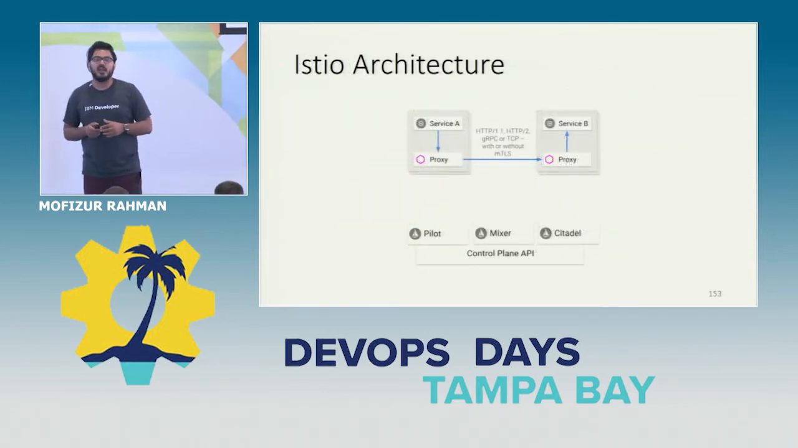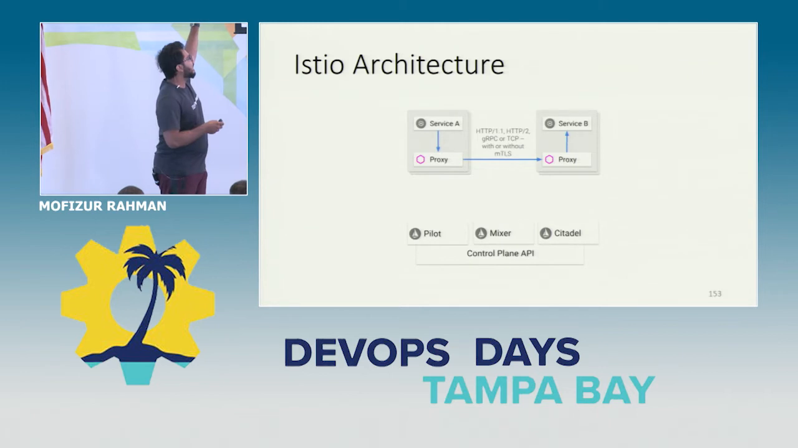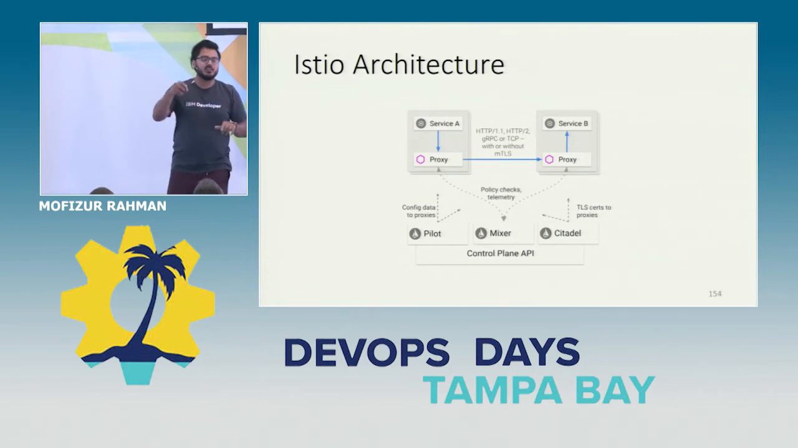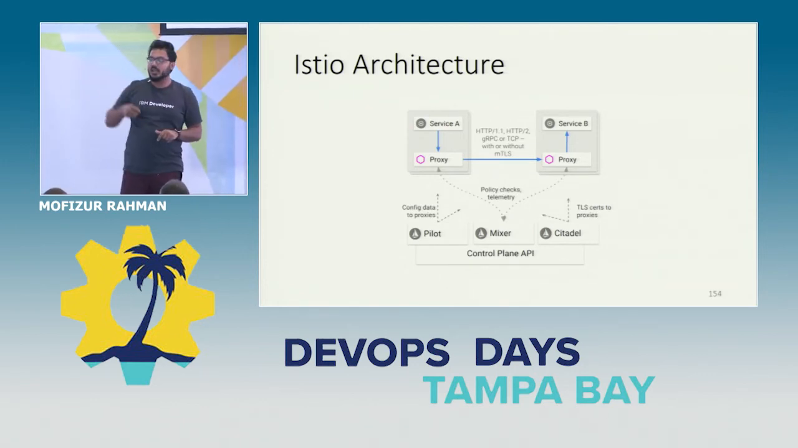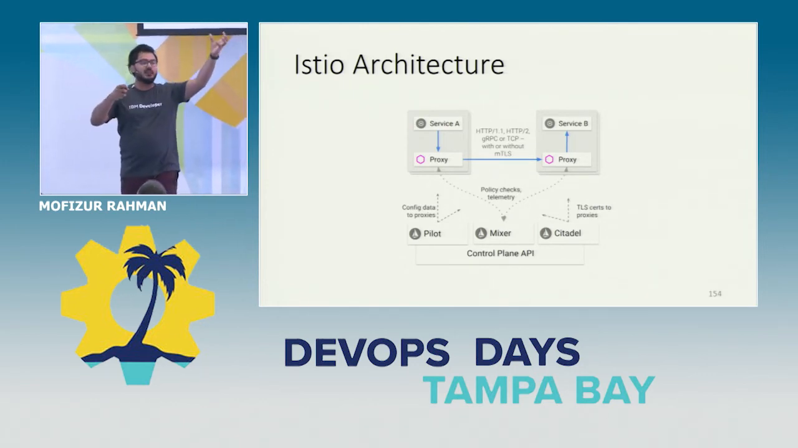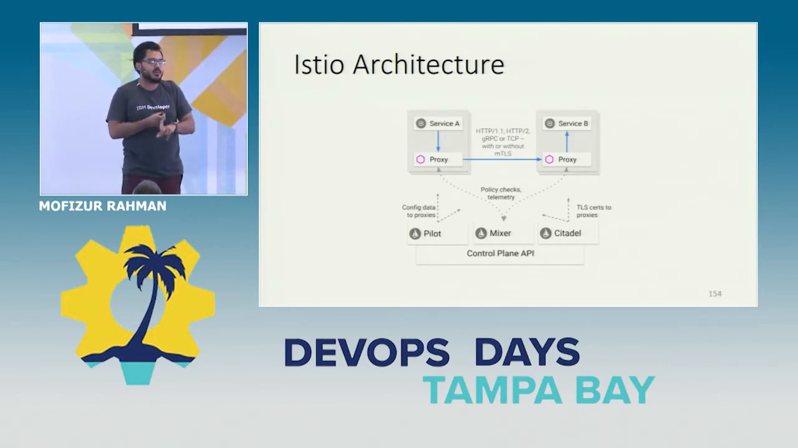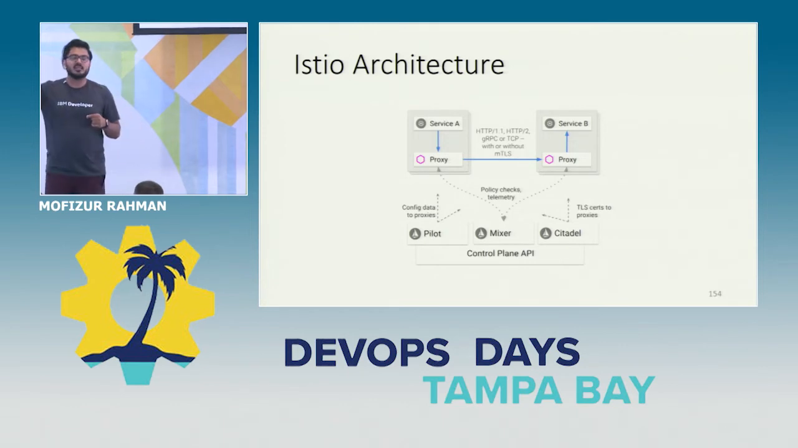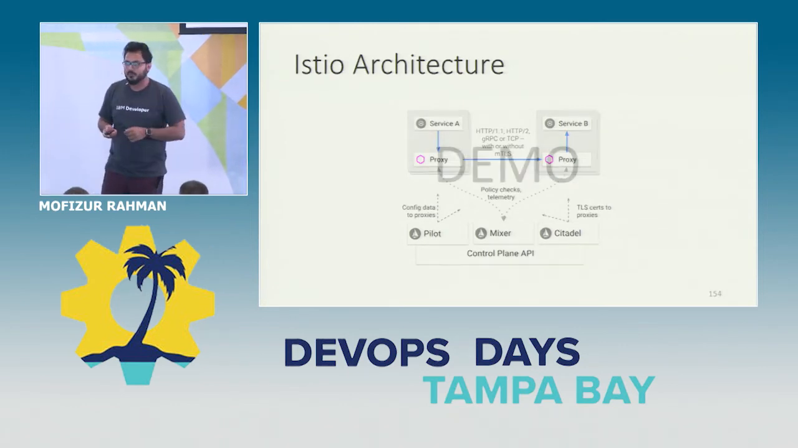So this is what Istio has. The thing we looked at up on top, that's the data plane. And at the bottom, we have Pilot, Mixer, and Citadel. Pilot is the one that propagates all the configs to different proxies. Mixer takes in the data coming from the proxies, collects metrics from it, and enforces policies on them. And Citadel passes on the TLS certificates to different proxies.